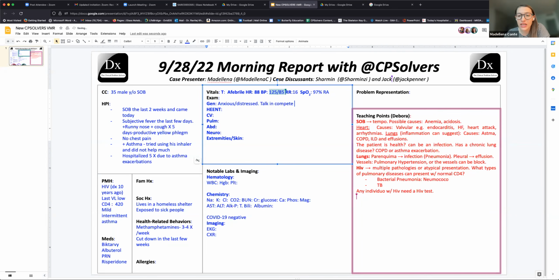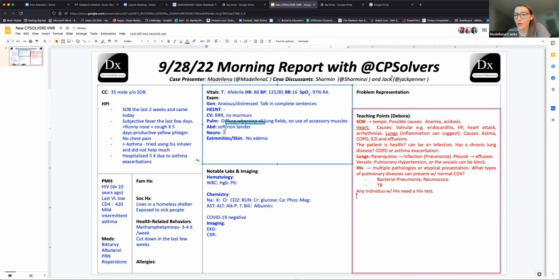For HEENT, unremarkable. For cardiovascular exam, regular rate and rhythm, no murmurs. For pulmonary exam, there was diffuse wheezing in all lung fields. The patient wasn't using any accessory muscles for breathing. Abdominal exam, soft, non-tender, non-distended. Neuro exam, non-focal. Extremities, also unremarkable, no edema, no pitting edema.